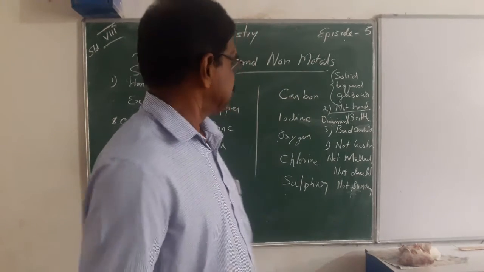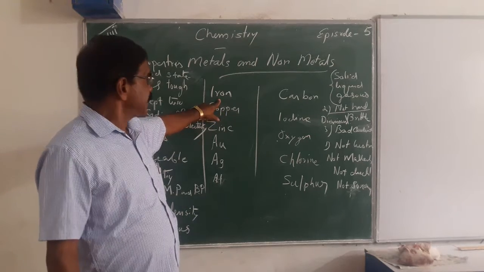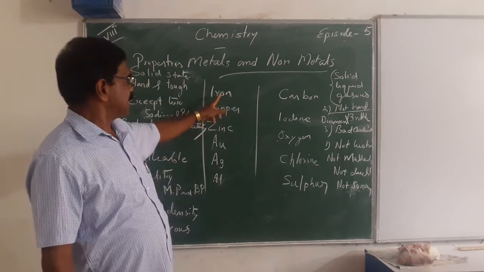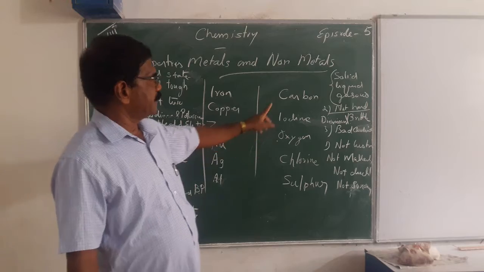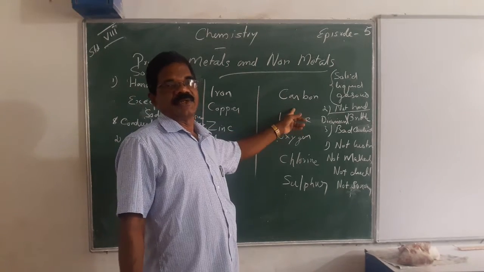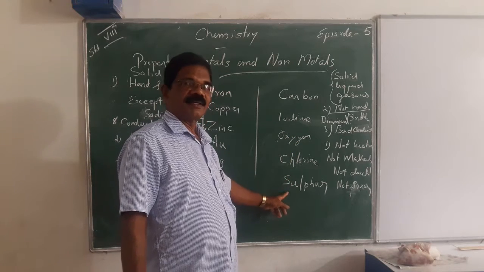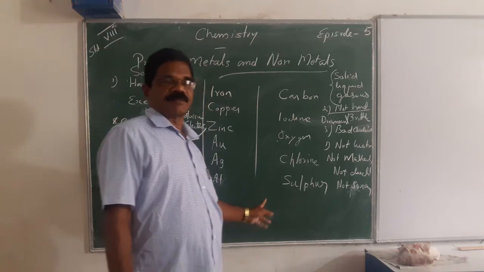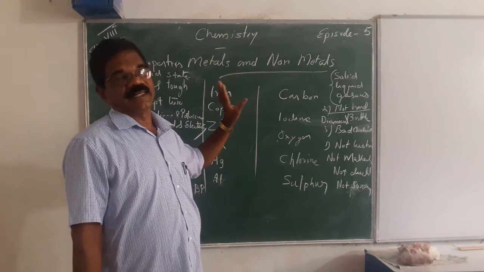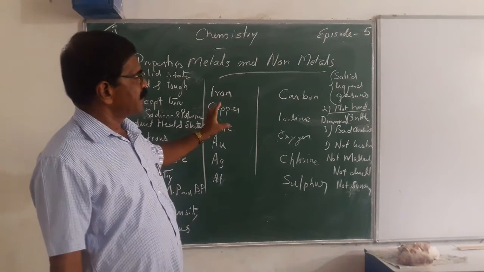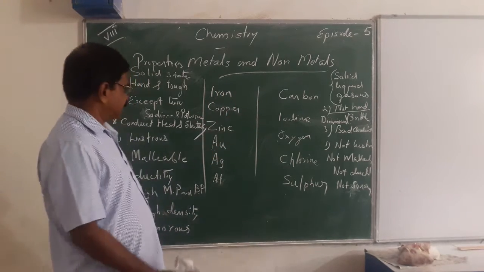So do it today itself. What are the things you should study today? The common metals found in your surroundings: iron, copper, zinc, gold, silver, and aluminum. The common non-metals you have seen or felt in your surroundings are carbon, iodine, oxygen, chlorine, and sulfur. These are the divisions of the physical properties. In the next class we can see the chemical nature. The chemical nature is also entirely different. We can study why iron is called a metal or why carbon is called a non-metal in the next class.